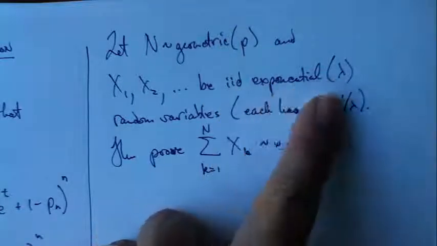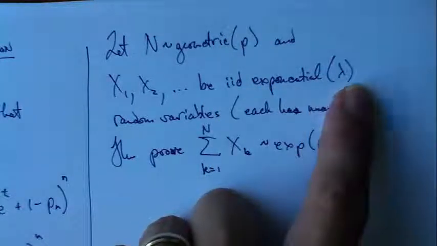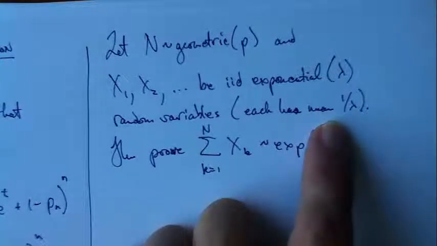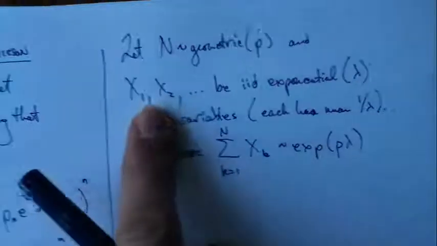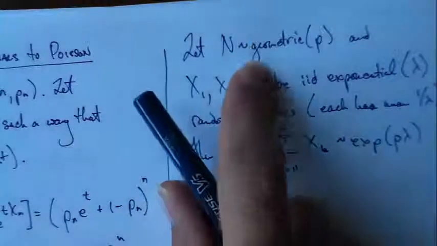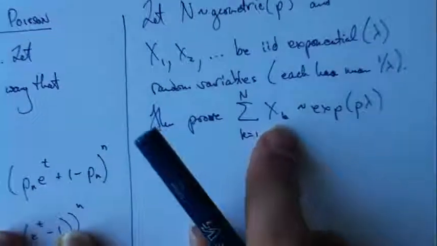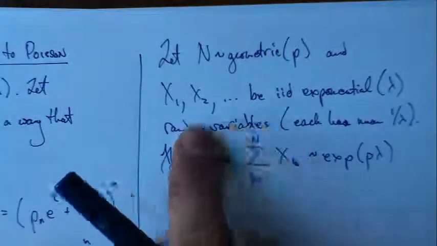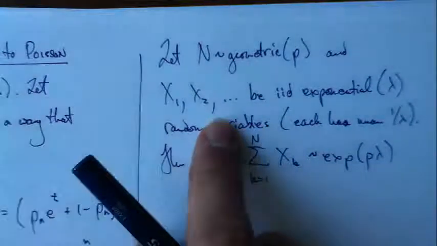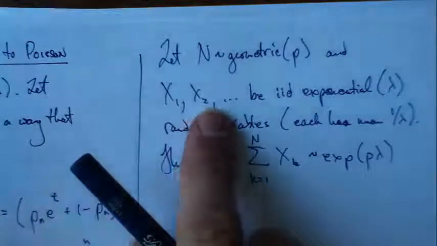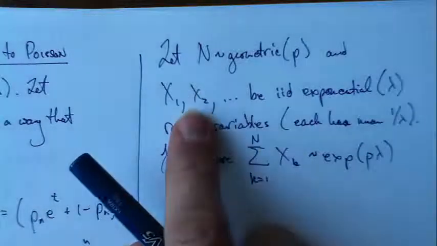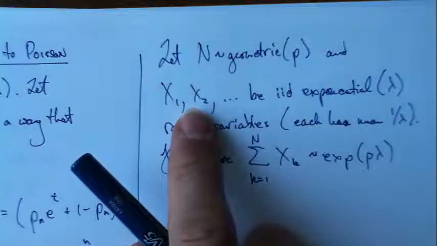Each one is distributed exponential with parameter lambda. That is, their mean is 1 over lambda. So these are exponentials, and this is a geometric. What happens if you take a sum of these exponentials? Well, I know that if I take a finite fixed sum of these independent identically distributed exponentials, that's gamma. I already know that. But what if I take a random number of terms in that sum?